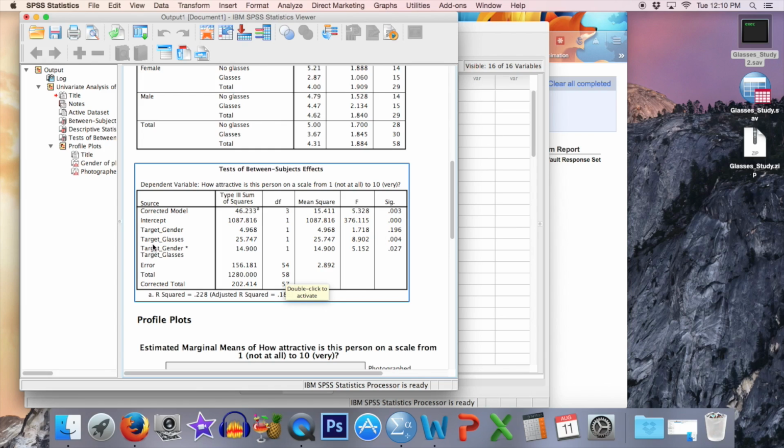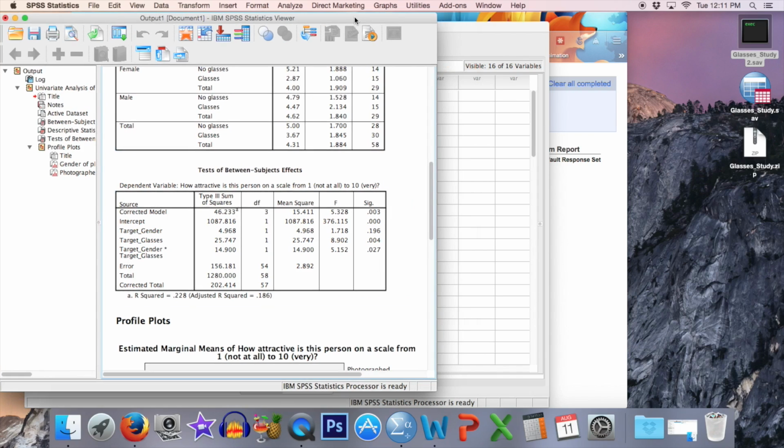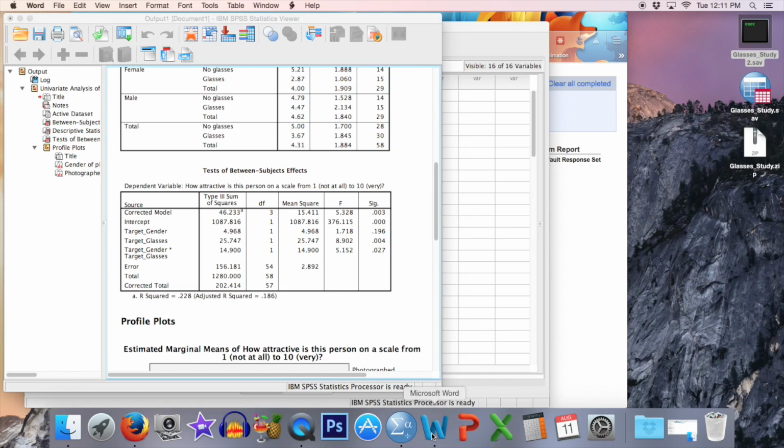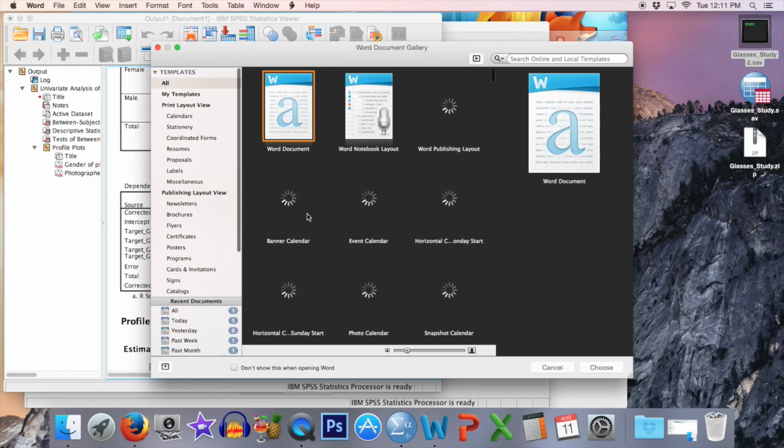However, whether or not the target was wearing glasses, well, it did have a significant effect. We don't yet know if those who wore glasses were higher in attractiveness or lower in attractiveness, but there was a difference there. And then lastly, there was an interaction between whether or not they were male or female and whether they wore glasses on attraction. But we'll tackle these significant results one at a time. Let's go ahead and practice writing this up in a Microsoft Word document.